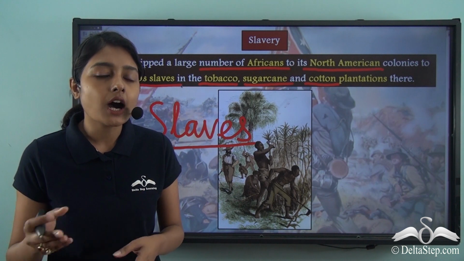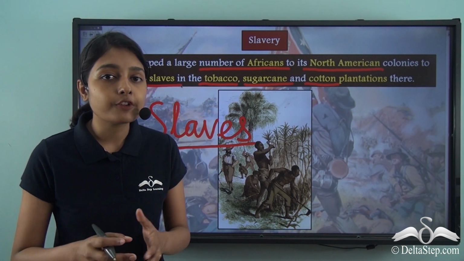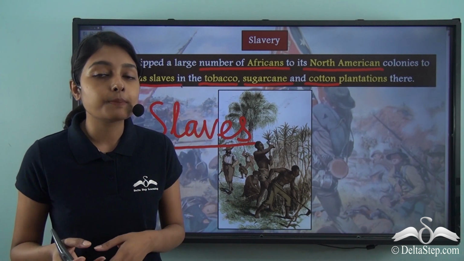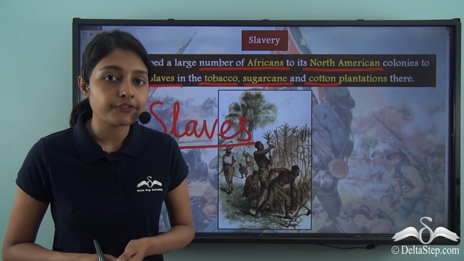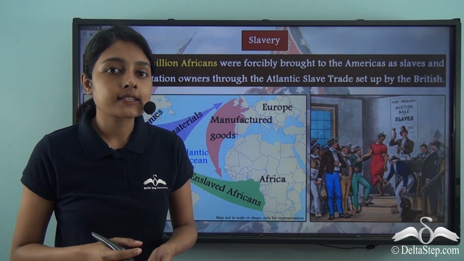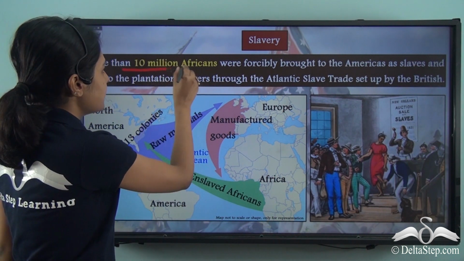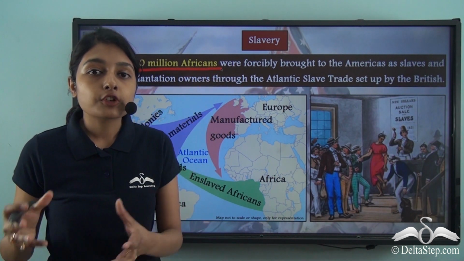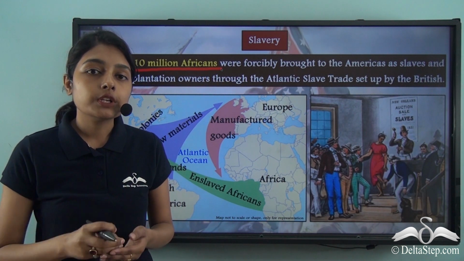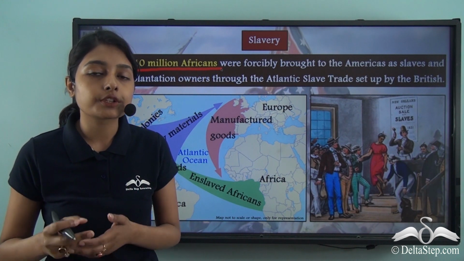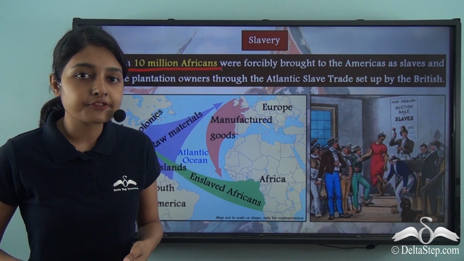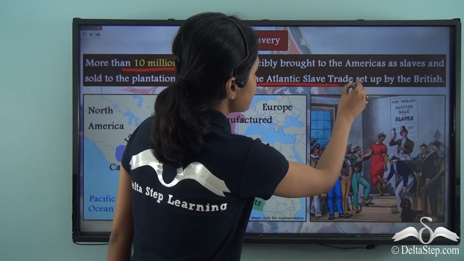Now let us find out how this slave trade was being performed while Britain set up its colonies in North America and started shipping slaves from the distant continent of Africa. Between the 16th and 19th centuries, more than 10 million Africans were forcefully shipped as slaves to America, to the colonial holdings that Britain had in North America. And this was known as the Transatlantic slave trade or the Atlantic slave trade.